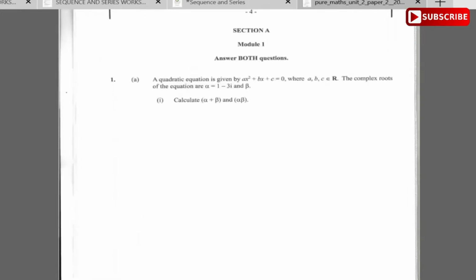Question 1 says a quadratic equation is given by ax squared plus bx plus c, and the roots of the quadratic equation are alpha, which is 1 minus 3i, and beta. Calculate alpha plus beta. Now, we know how to do this. Once they give us alpha as 1 minus 3i, then beta is going to be 1 plus 3i, because we know that complex roots occur in conjugate pairs.